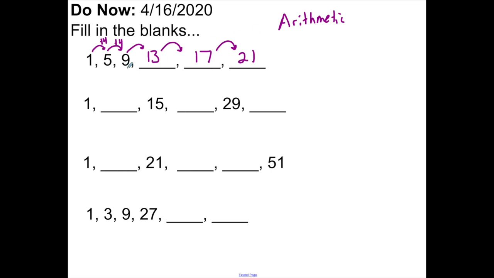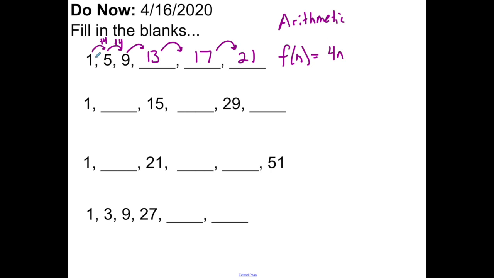Okay? We can see that it always has a common difference. It's always going up by or down by the same amount, being added and subtracted. And if we think about a rule for this, well, we can think of this as a linear function, right? Because a linear function always changes by the same amount. This linear function is going up by 4, and remember that kind of represents the slope.